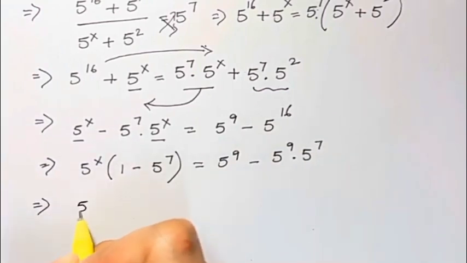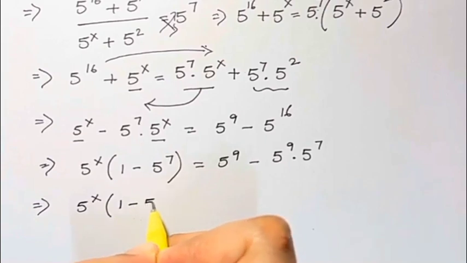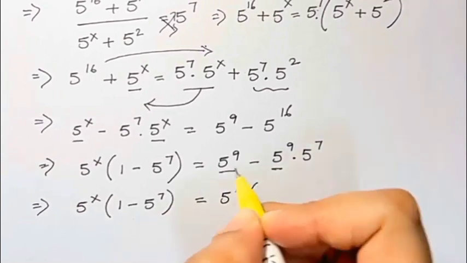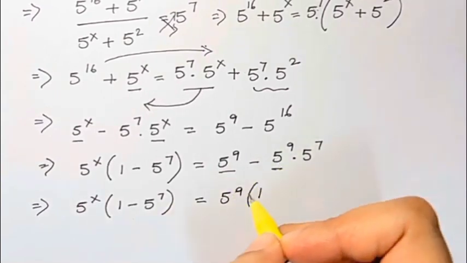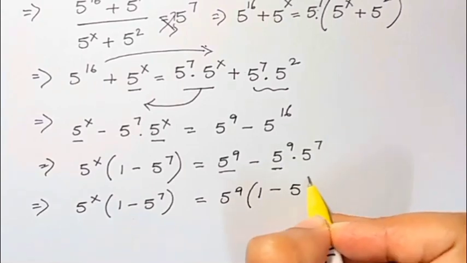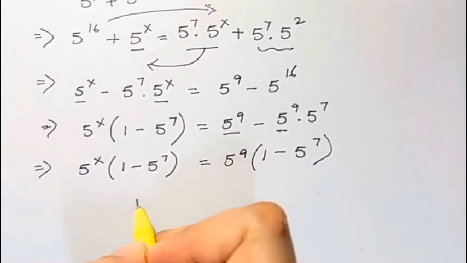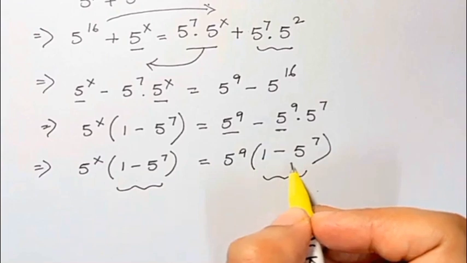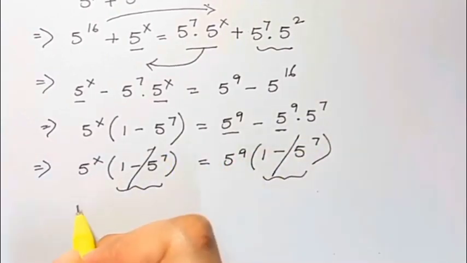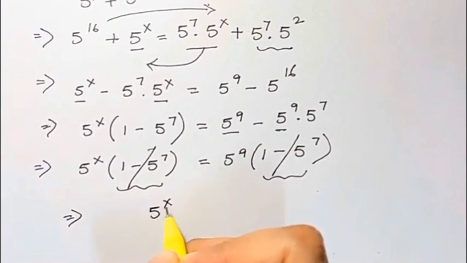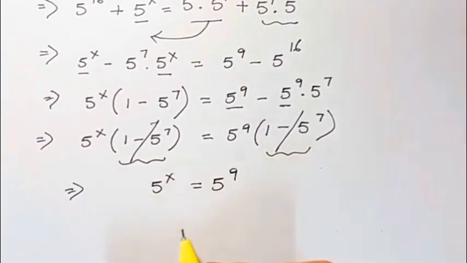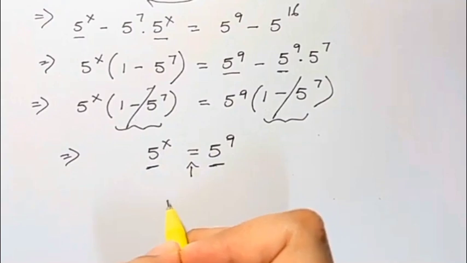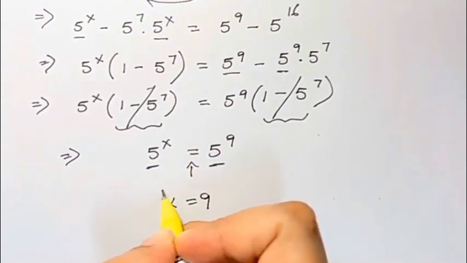So what I have now is 5^x times (1 minus 5^7) is equal to, now I can take 5^9 common outside. So I'm left with 1 when I divide them, and here when I divide them, 1 minus, I'm left with 5^7. Now as you can see, on the left hand side and right hand side I have the same term, 1 minus 5^7. As they are getting multiplied, I can just cancel it off. So I'm left with 5^x is equal to 5^9. When bases are the same and there's an equal sign between them, I can just equate the powers. x is equal to 9, and that's our answer.